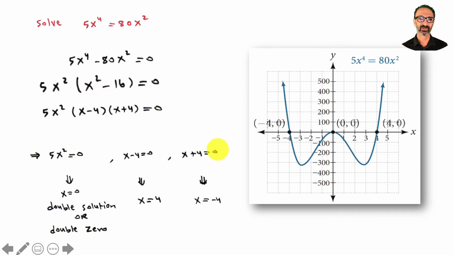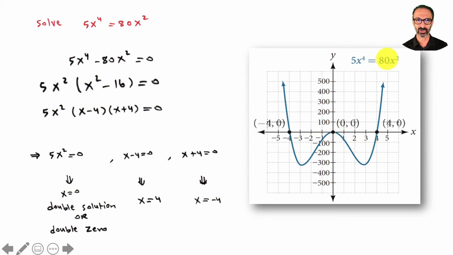In case you have a 0 at -4, the graph crosses -4. Same thing for at 4. Where this is a double 0, it bounces back. So if you see a graph like this one for a 4th degree function, that is a double 0. So you could write it yourself.